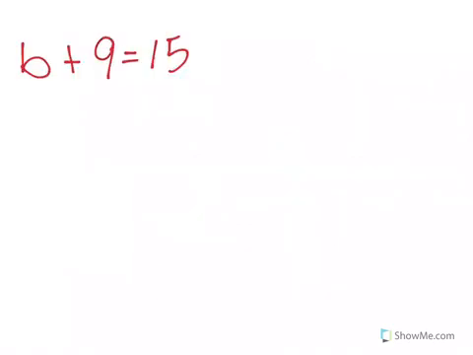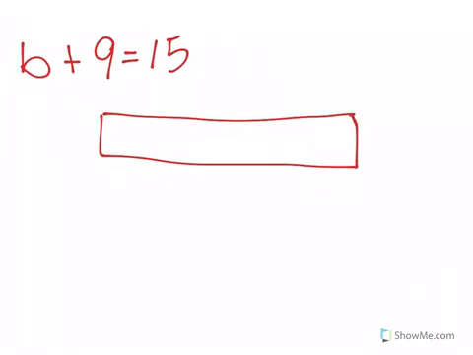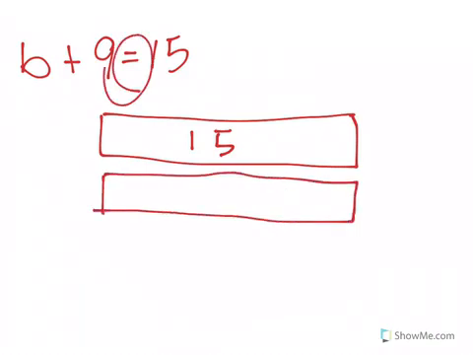Okay, let's look at b plus 9 equals 15. I'm going to create my 15, which is one side of the equal sign. So this whole thing is 15. b plus 9, I'm going to create as the other part of my diagram. It's the same length as 15, right? Because they are equal. They're the same.